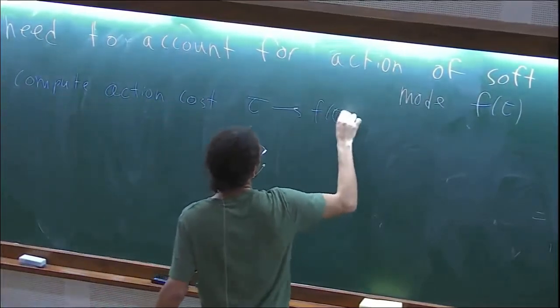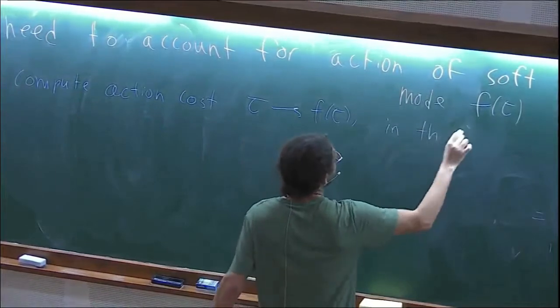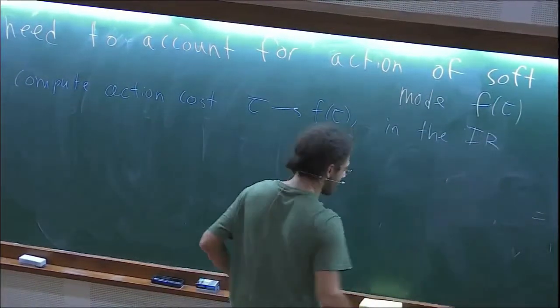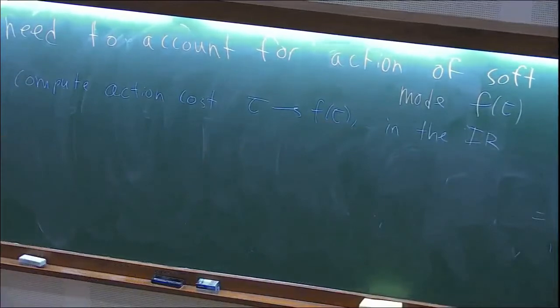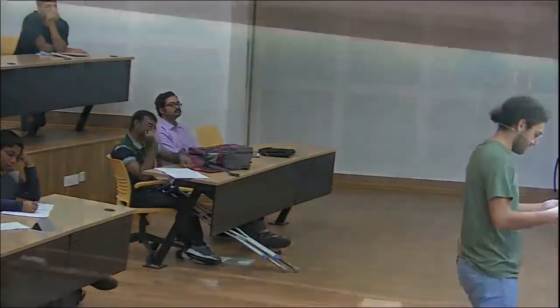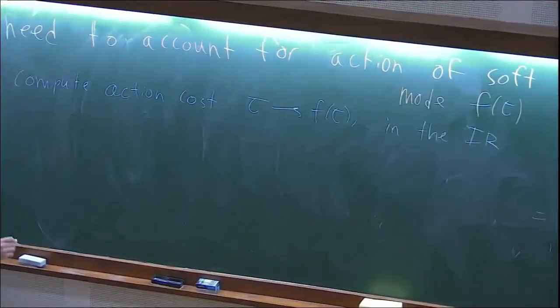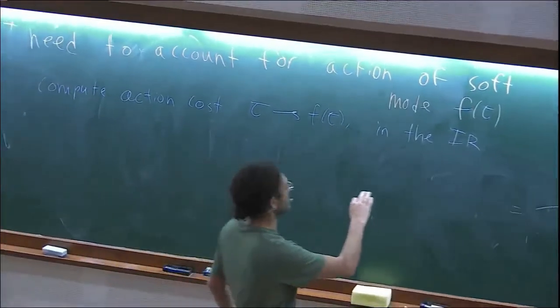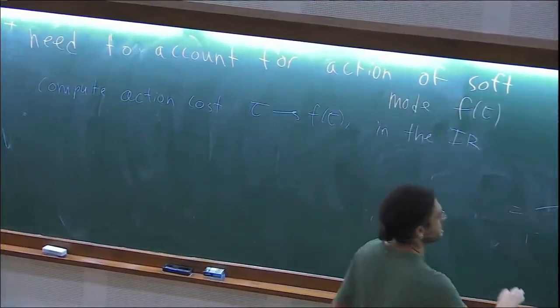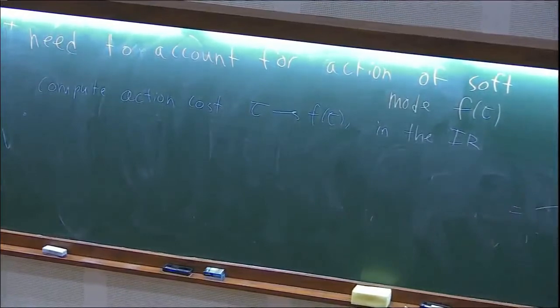Of tau going to f of tau in the infrared. So I'm just trying to get the simplest theory I can, and the simplest one is in the infrared, but I can't go fully to the infrared, so I'm just going to go as deep in the infrared as is legitimate. So that's why I need to do this procedure. So that's what I'm going to compute now. The action cost when tau goes to f of tau, close to the infrared where you drop the d tau.